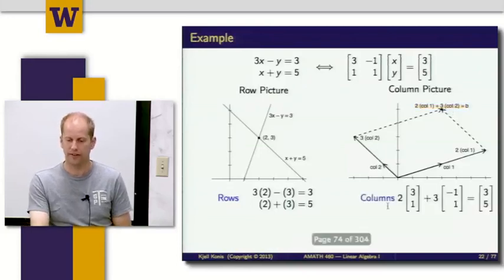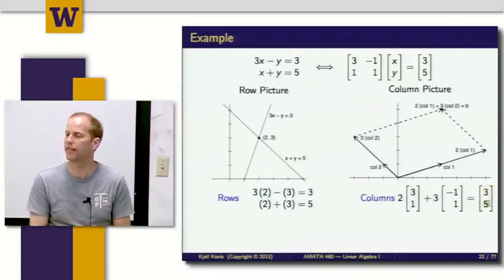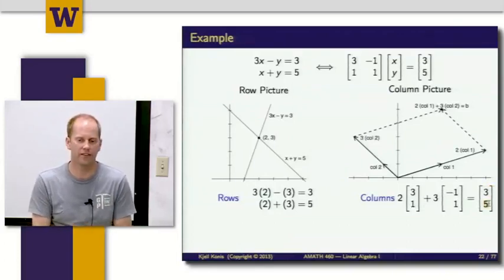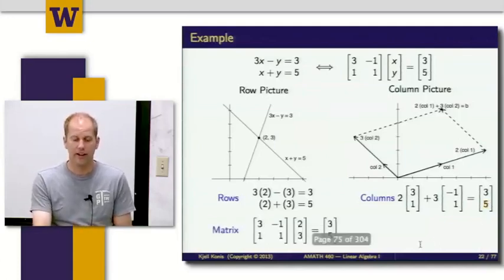And so 2 times column 1 plus 3 times column 2 gives me the vector 6, 2 plus the vector negative 3, 3. So 6 minus 3 gives me 3, and 2 plus 3 gives me 5. So that gives me the same answer whether I try and do this using the row view or the column view. And both of those are representations of this matrix form of the equation.